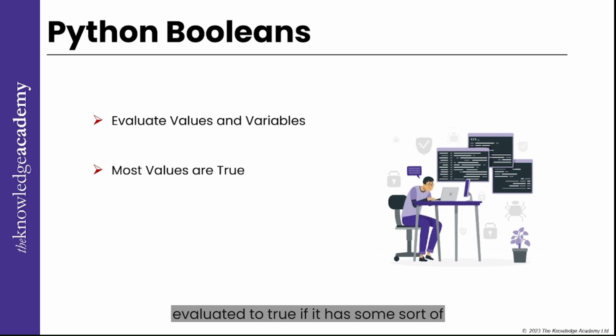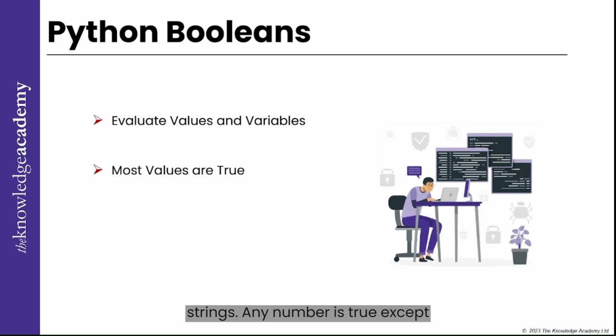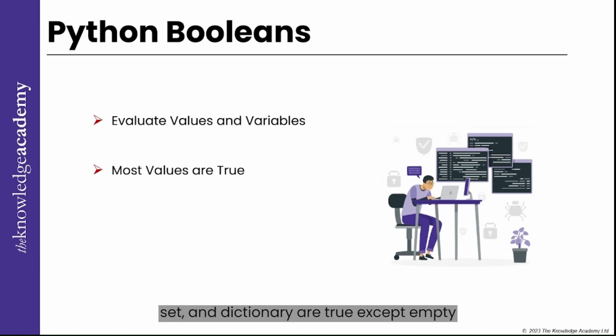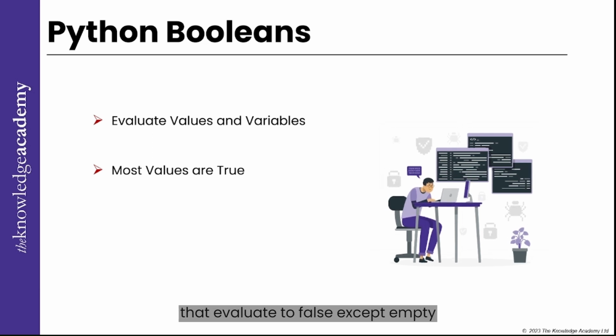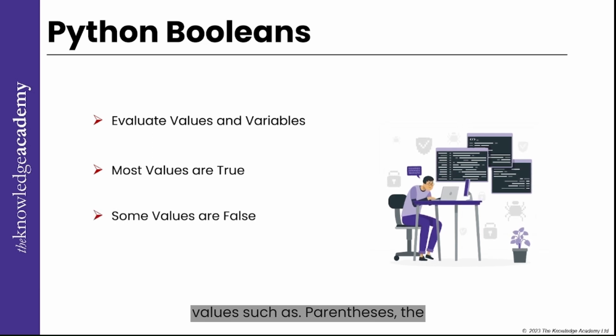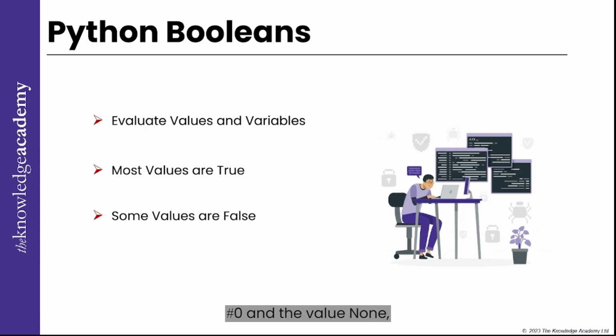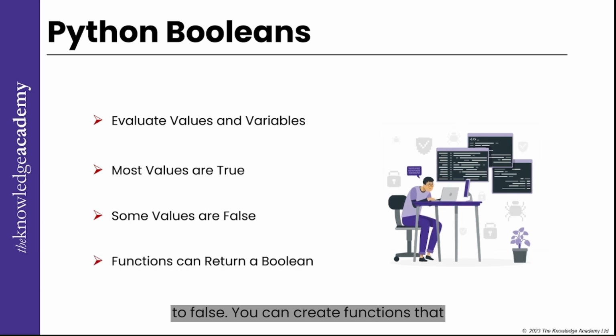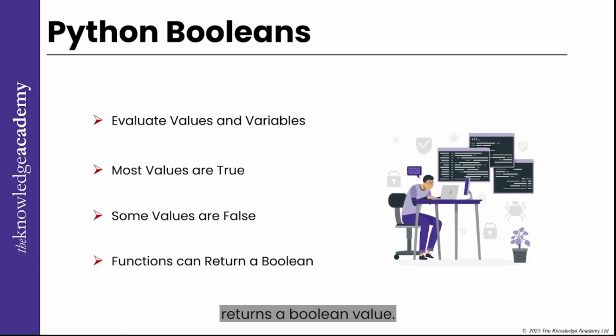Almost any value is evaluated to true if it has some sort of content. Any string is true except empty strings. Any number is true except 0. Any list, tuple, set and dictionary are true except empty ones. In fact, there are not many values that evaluate to false except empty values such as parentheses, the number 0, and the value None. And of course, the value False evaluates to false. You can create functions that return a Boolean value.